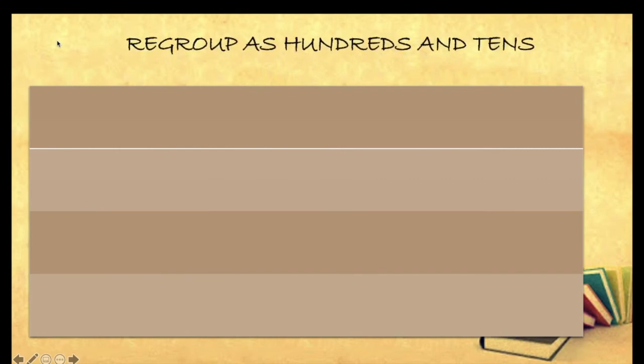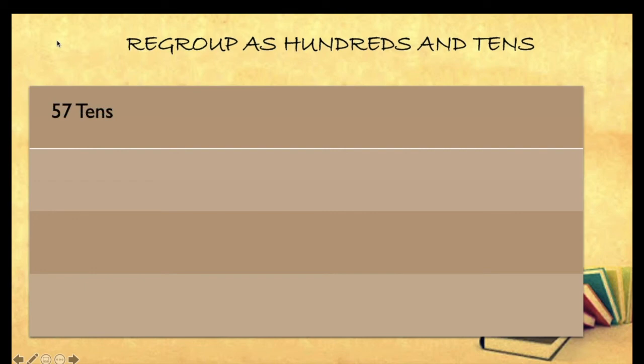The next topic is regroup as hundreds and tens. Previously, we saw regrouping as tens and ones. We had ones and we regrouped them as tens and ones. Here we are going to have tens and we are going to regroup them as hundreds. How many tens make 100? 10 tens make 100. Come, let us do the sum.